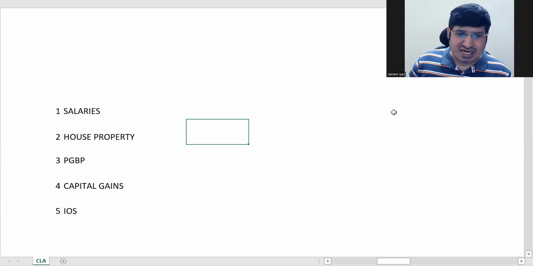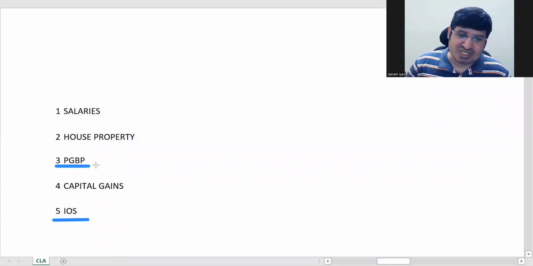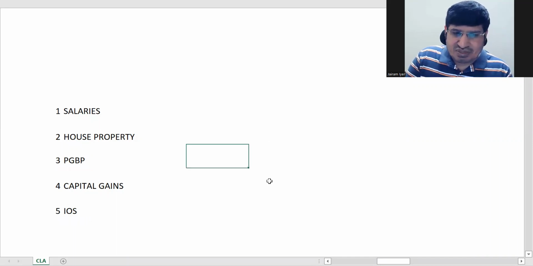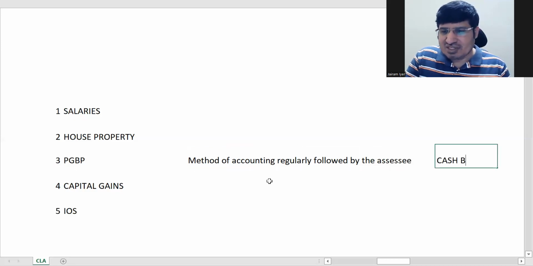So always remember that for your 3 and 5, that is your PGBP and income from other sources. PGBP is related to business, so books of accounts are important for PGBP. Whether you are following your books of accounts in cash or accrual system, that is basically called the method of accounting regularly followed by the assessee. There can be 2 methods of accounting: either cash basis or accrual basis. Businesses normally follow accrual basis, correct?